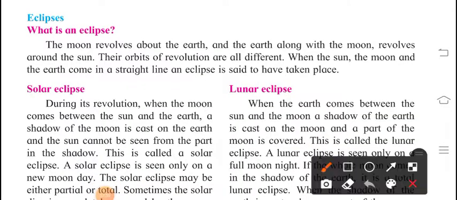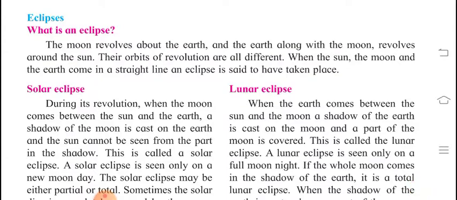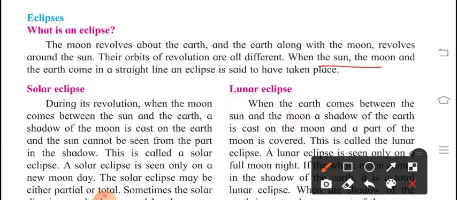Our next topic is eclipse. What is an eclipse? The moon revolves about the earth, and the earth along with the moon revolves around the sun. Their orbits of revolution are all different. When the sun, the moon and the earth come in a straight line, an eclipse is said to have taken place.